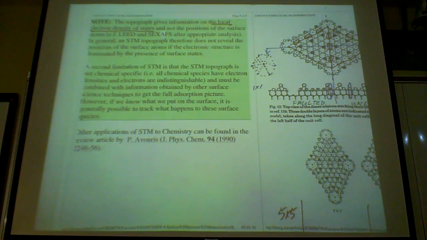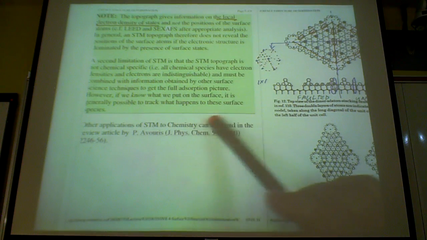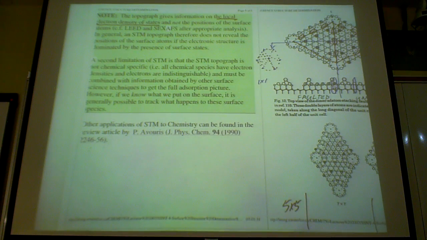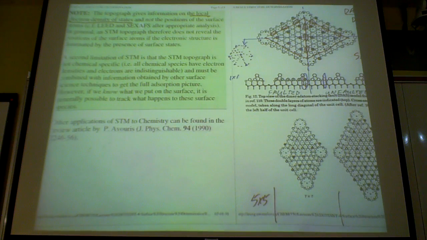Okay, so you can find more information about this in a review by an IBM researcher at Yorktown in New York State. It's a very nice article from the early days. It's still a classic from the chemistry perspective.